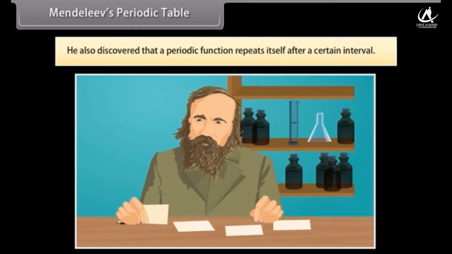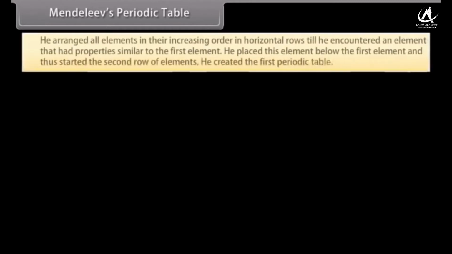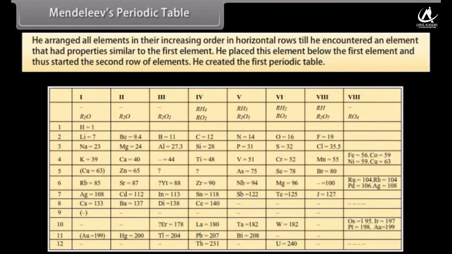Hence, according to the periodic law, the chemical and physical properties of elements repeat themselves after certain intervals when they are arranged in the increasing order of their atomic mass. A tabular arrangement of the elements based on the periodic law is called the periodic table.